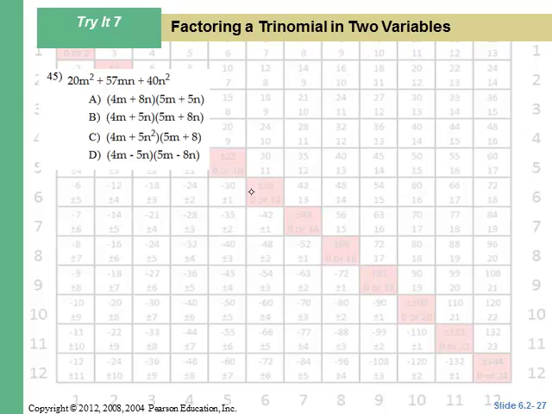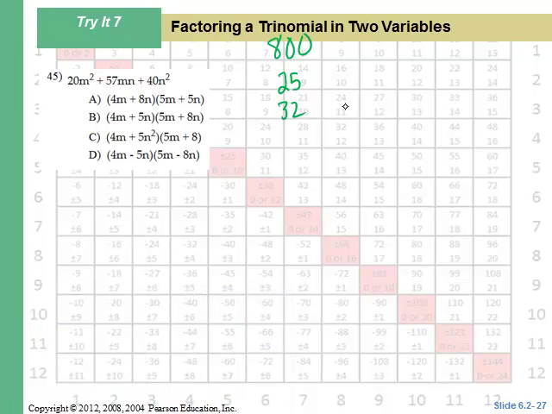It's nice when they give you the choices, but let's do it. We'll take 20 times 40 is 800. We're looking for numbers that multiplied equal 800 and added equal 57. We know for sure one of them's got to end in a 5. So let's take 800 divided by 25 is 32. 25 and 32 is 57. So that is how we split up the middle term.